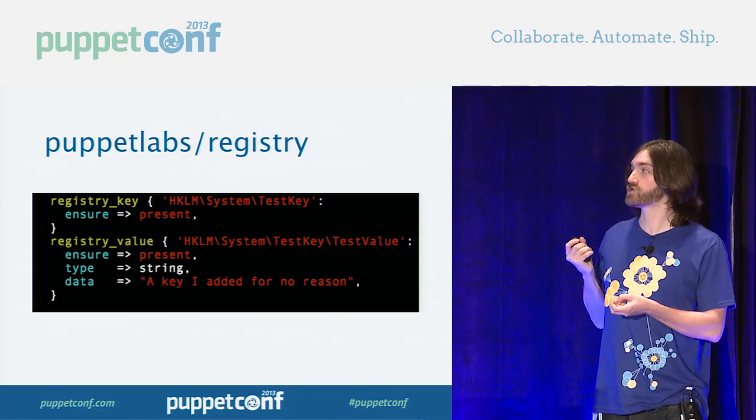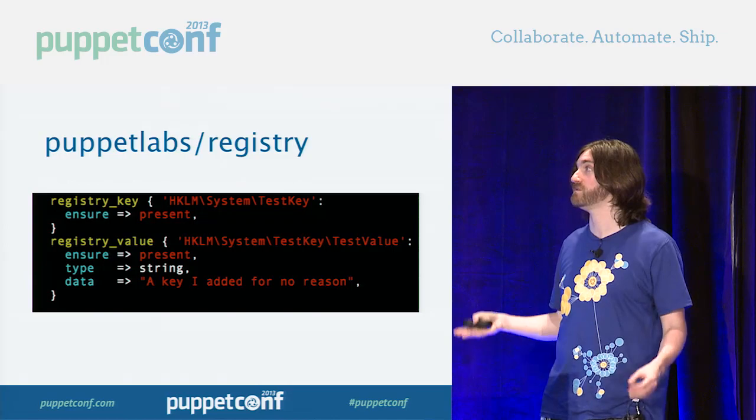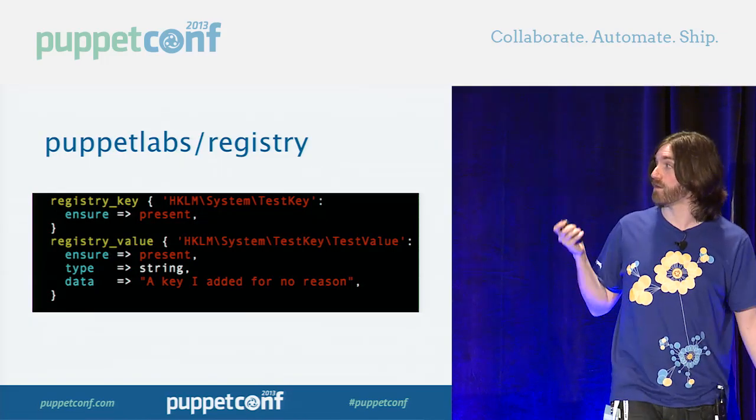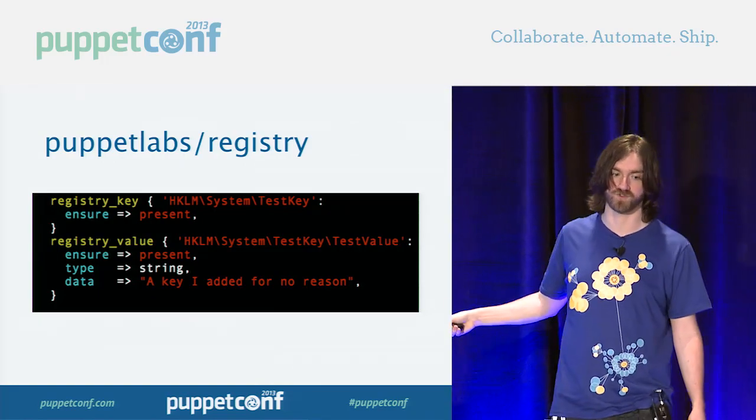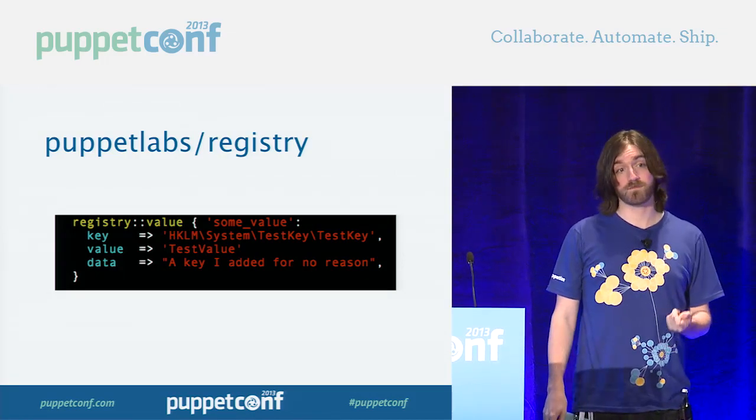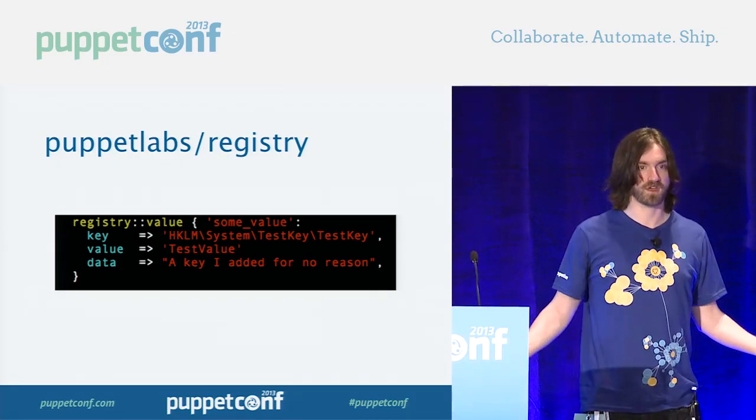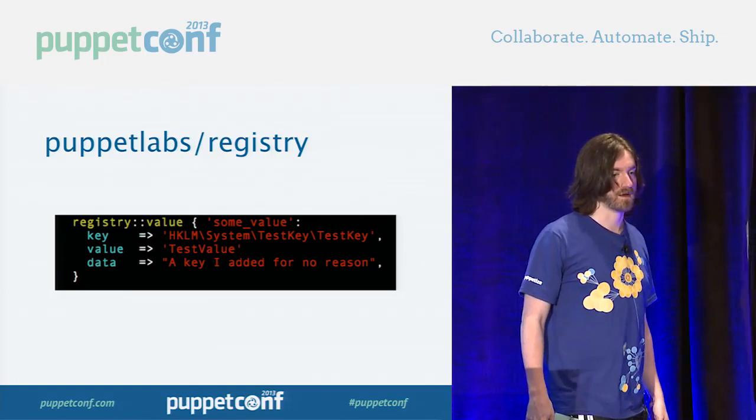This registry type and provider allows you to set keys like here, HKEY local machine system test key. We make sure that that registry key exists, and we make sure that it has a specific string value because this string value is very important to have on my systems right now. Simplified to that, there's a defined type called registry value that sort of does the whole thing, and you can make sure that this whole specific registry path actually exists there.